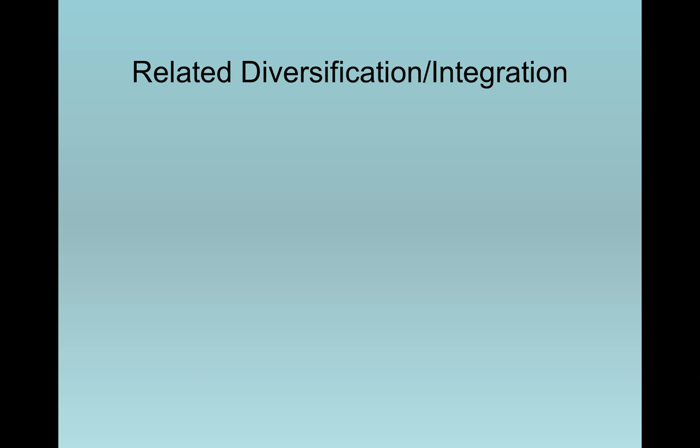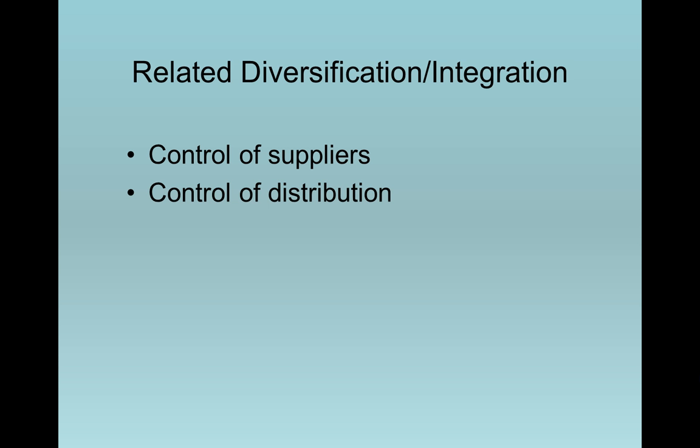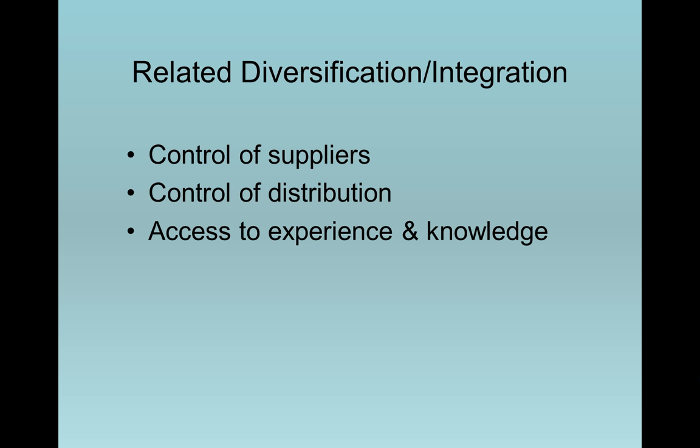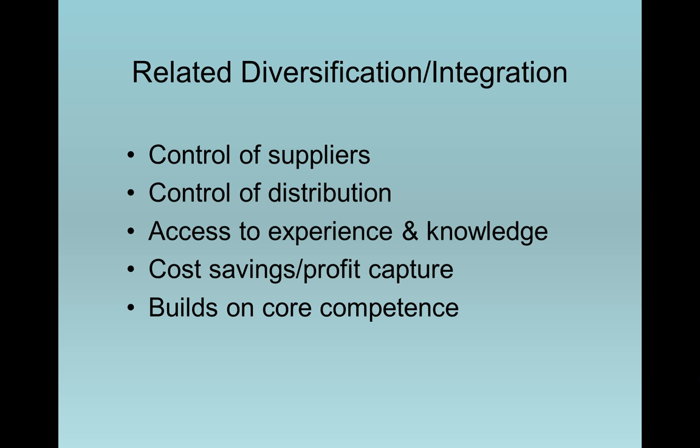So related diversification can give control of suppliers, or it can give control of distribution, or both. In this way, it gives access to greater experience and knowledge, which may be useful in their core business. It will enable them to at least make cost savings, and importantly, they'll be able to capture the profit which their suppliers or their intermediaries are making out of the product that they themselves are making. So they build a greater core competence in terms of the delivery of that final product to the end user.